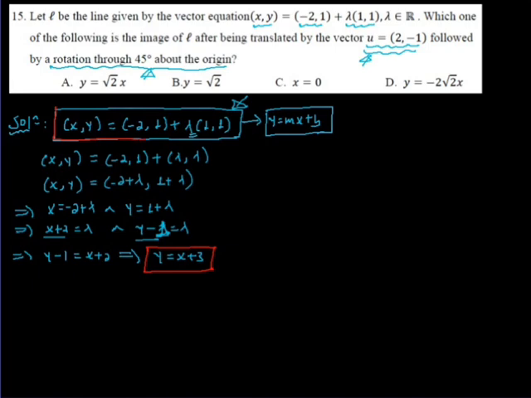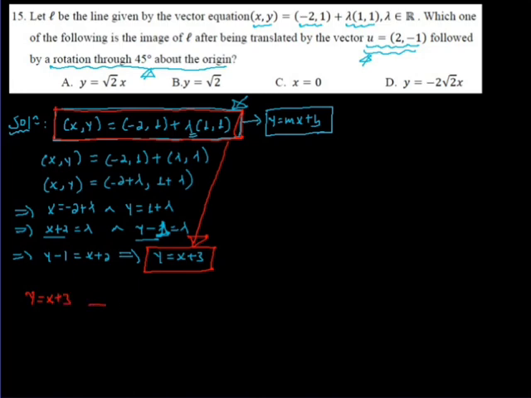Okay, this vector equation of a line and y equals mx plus b are the same. I did nothing except rewrite this in another form. This vector equation can be expressed in the form y equals x plus 3. Now we are going to find the image of the line y equals x plus 3.